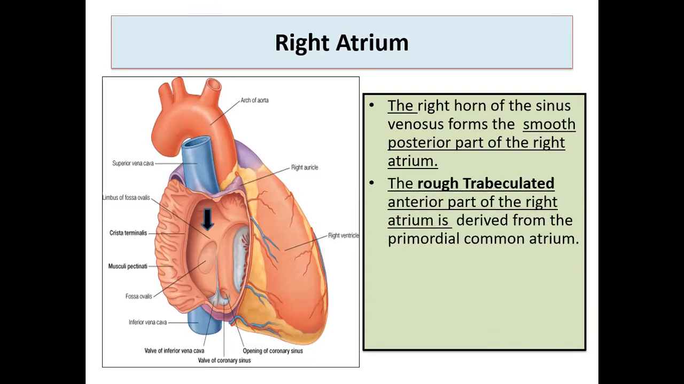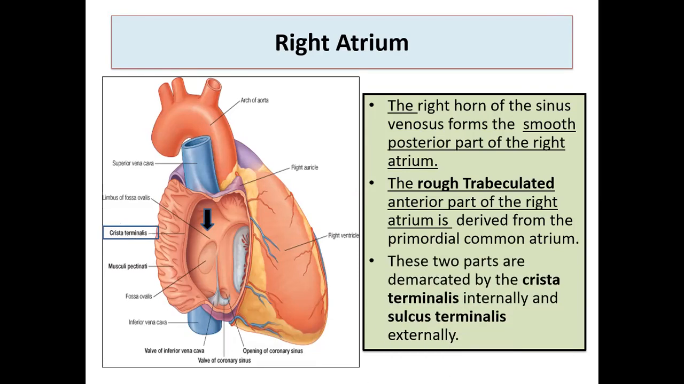So the right trabeculated part of the right atrium is developed from the primordial common atrium. The two parts are demarcated by the crista terminalis internally and the sulcus terminalis externally. So the two are separated by that, internal and external. That is the crista terminalis.